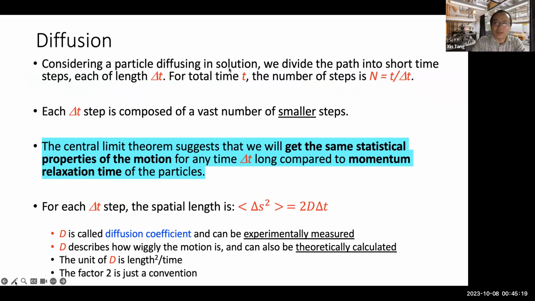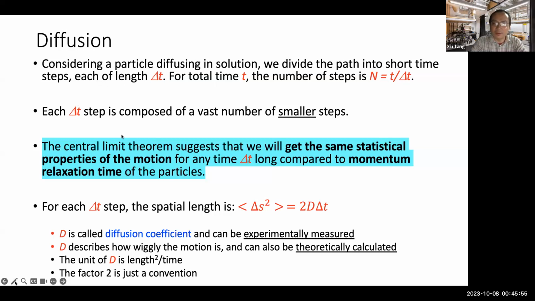If we want to categorize its property, we can divide that path into many short time steps, right? This we already know. Each step has the length delta t, the time is delta t. Then for the total time t, we have n equals t divided by delta t, right? And each delta t can further be thought of as composed of a vast number of even smaller steps.